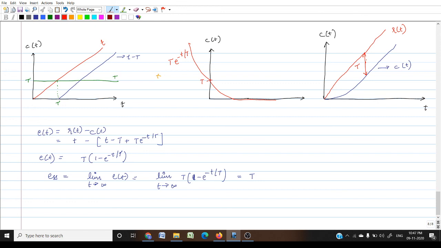So here we can see that as we reduce the time constant, we are actually reducing the steady state error. For smaller time constant, the steady state error will be small and the speed of the response will also increase. So just by reducing the time constant, we can gain both benefits. We can make the system fast and we can also reduce the steady state error.